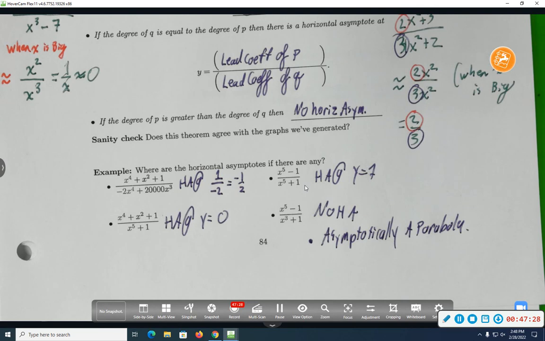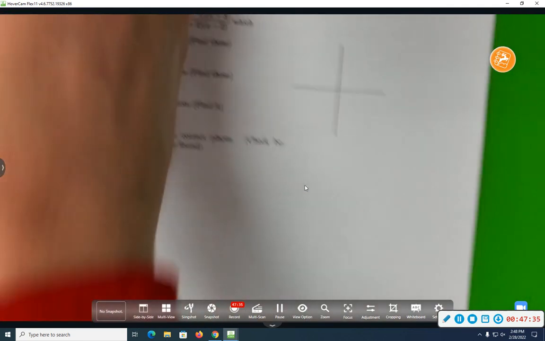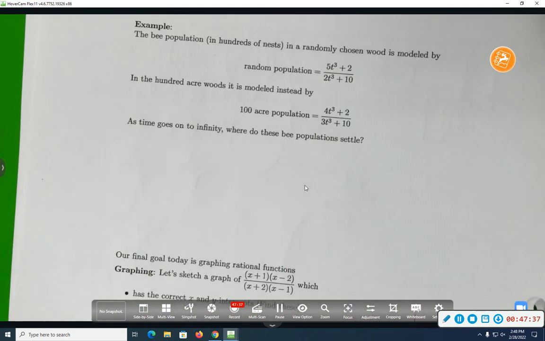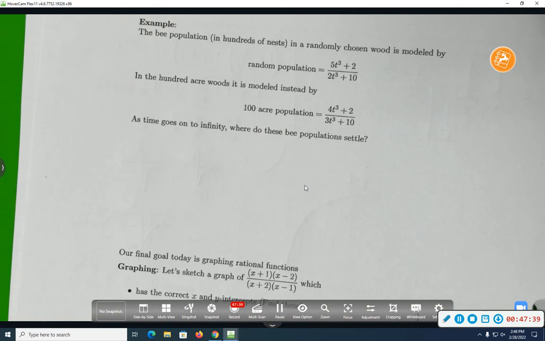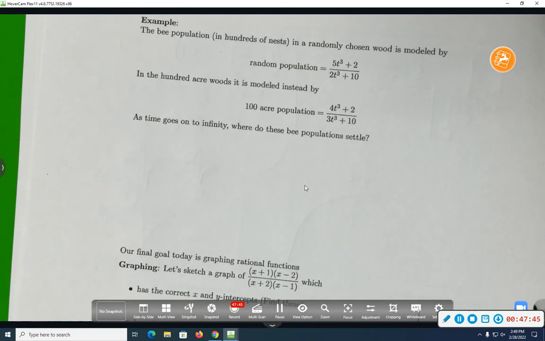So, with 1 minute remaining, I think we can do just a little bit more. Let's go to something that is bordering on an actual real application. I have 2 minutes, not just 1 minute. So let's just read this example. Let's suppose that some model of a bee population says that the population is modeled by the function 5t cubed divided by 2t cubed plus 5.